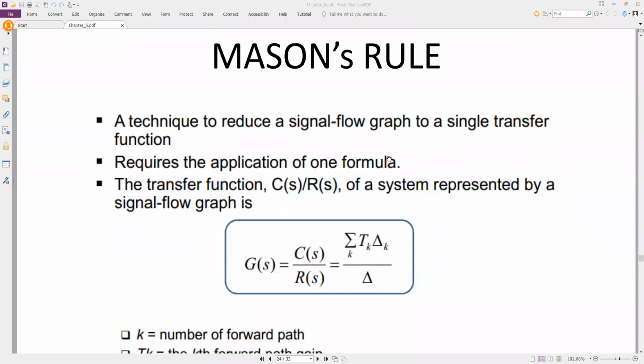Okay, so that is Mason's rule. Using Mason's formula, we can reduce the signal flow graph into a single transfer function. For reducing the signal flow graph into a single transfer function, we need Mason's rule. Here Mason's rule is C(s)/R(s) equals the summation of Tk delta k divided by delta.